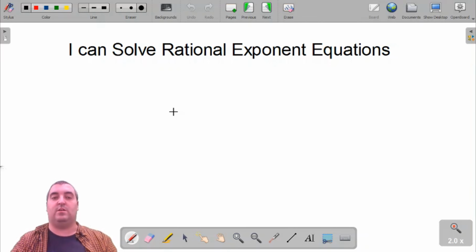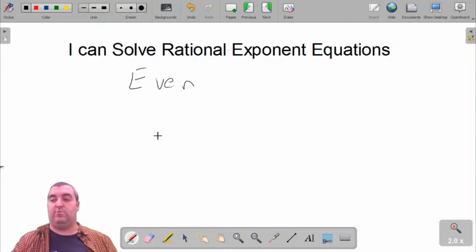Today we're going to be talking about solving rational exponent equations. So you guys know how to do it when it's like x squared equals something. And the thing with rational exponents is depending on if it's even or odd, you have to think about it slightly differently. So we're going to break it up into those two categories.